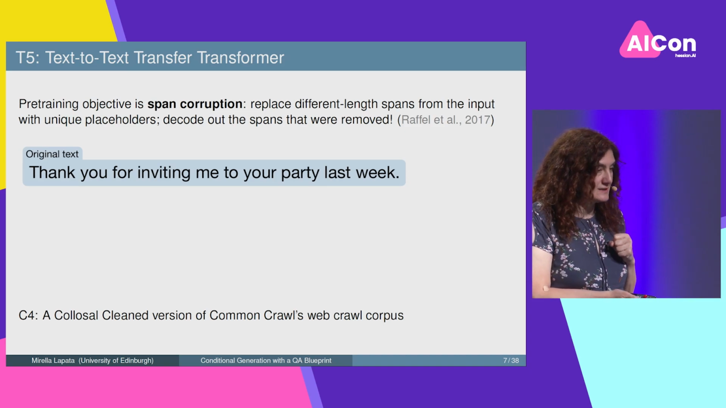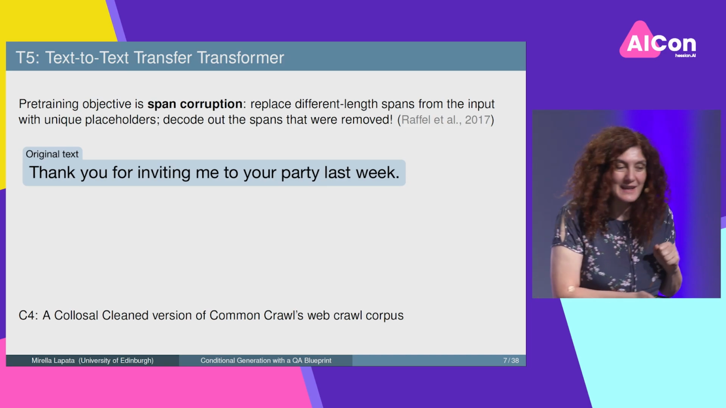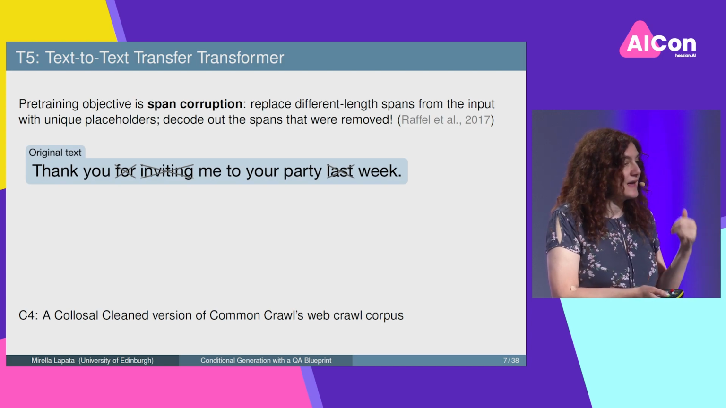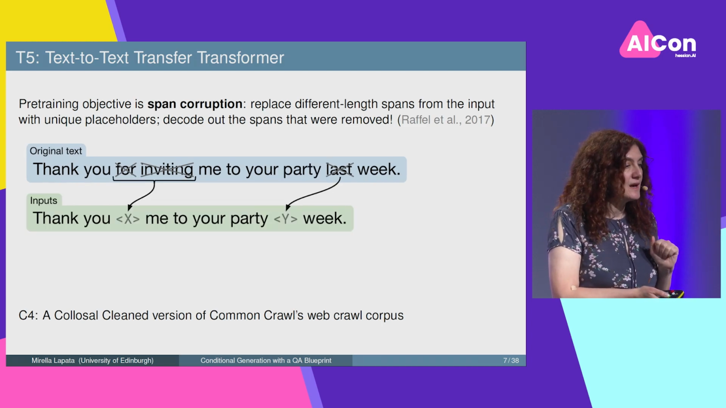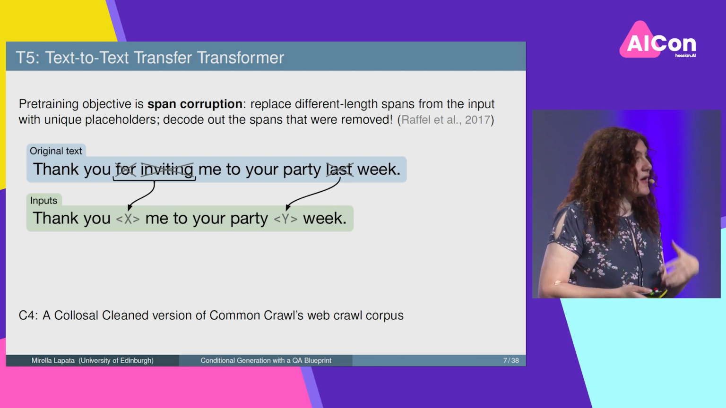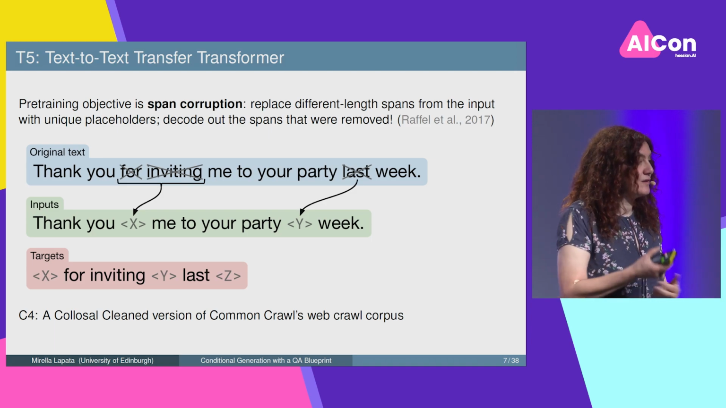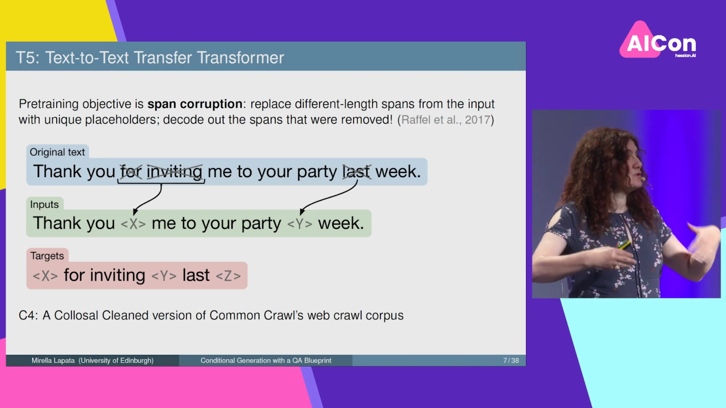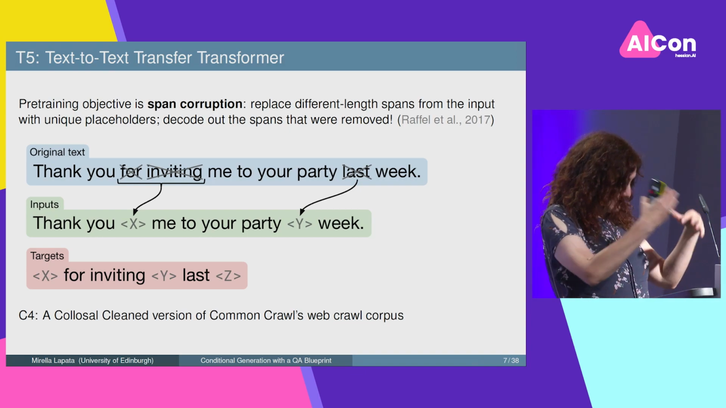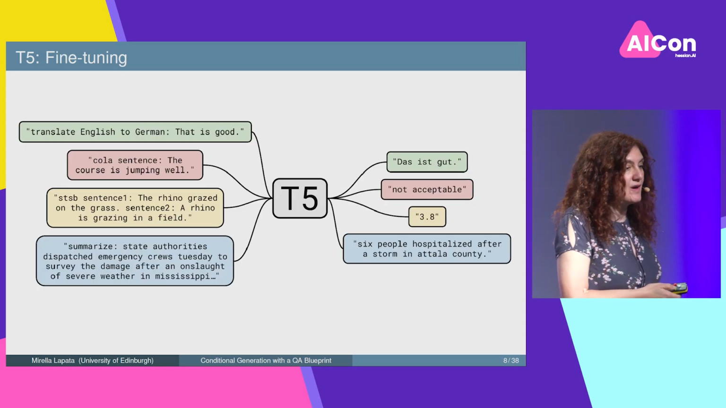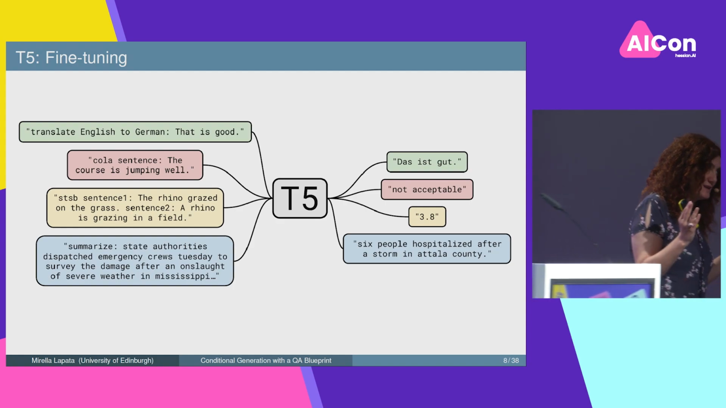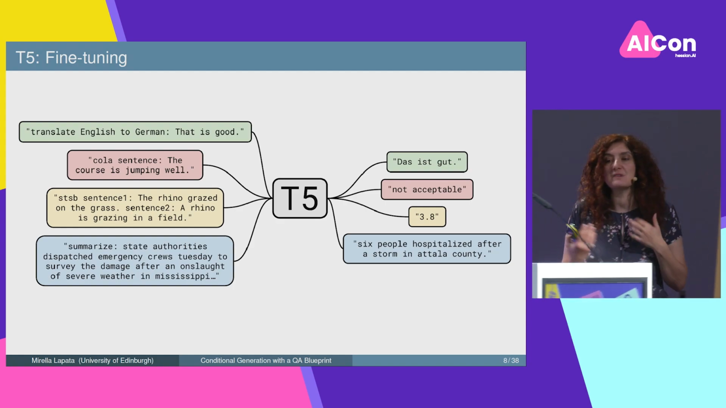So if we take the original text here, "Thank you for inviting me to your party last week," we will just remove some spans, like "for inviting" and "last week." Our input now will be this input with the spans removed, and the decoder is supposed to predict "for inviting" and "last week." We randomly white out, if you like, some spans from our input. This model is trained with this encoder-decoder objective, and then it is fine-tuned. So we let this loose, it learns the representations, and then it is fine-tuned with some tasks in mind.